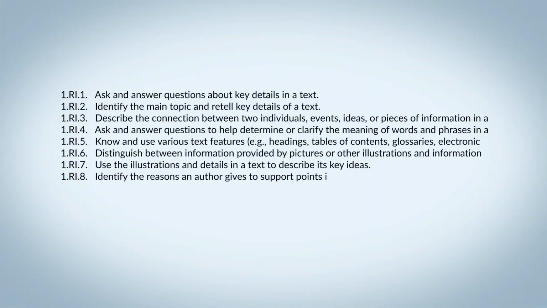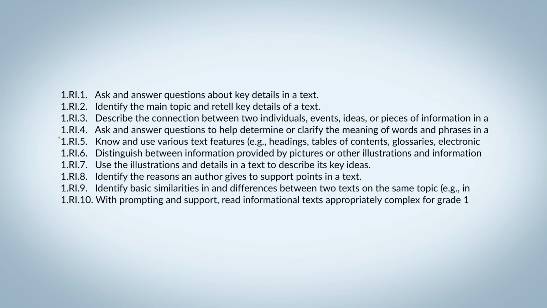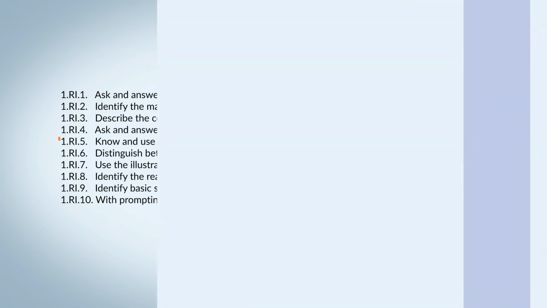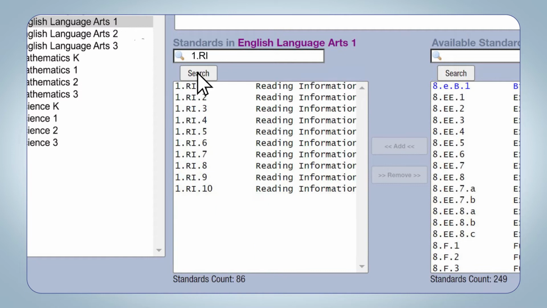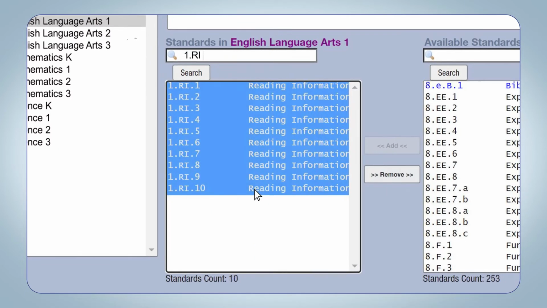Now, here is a list of all of the reading informational text standards for first grade. You can see that the ID for all of them start with 1.RI. That means I can just search for 1.RI here, and then that will find all of them for me. I can just select them all and then press remove.